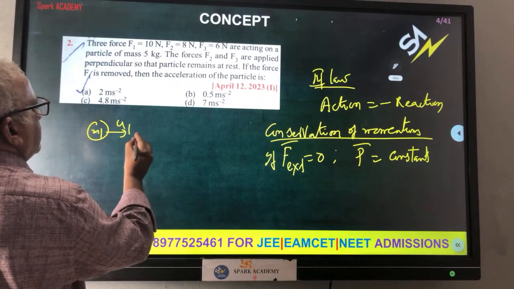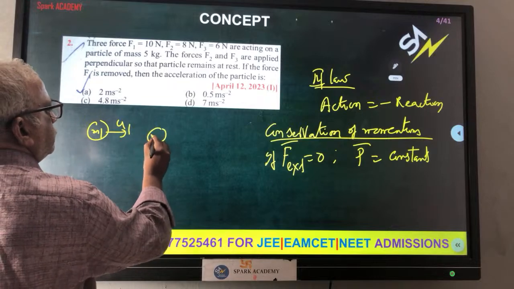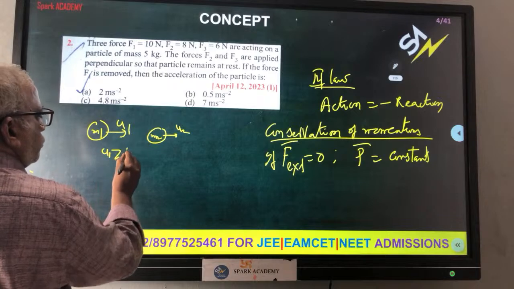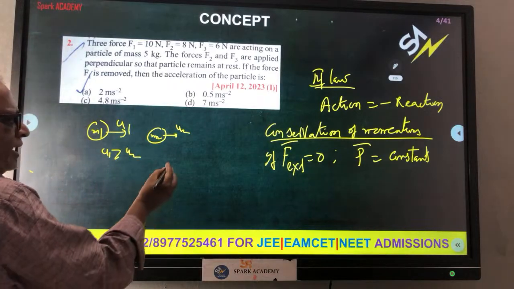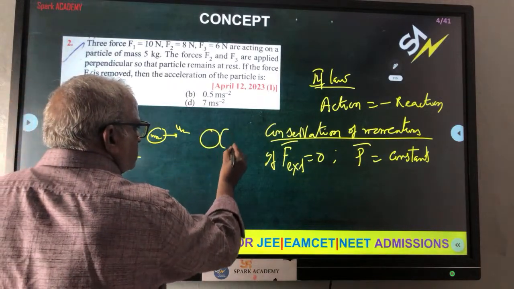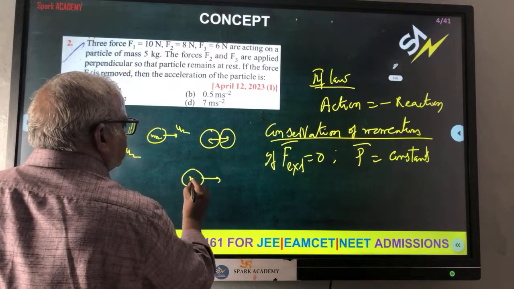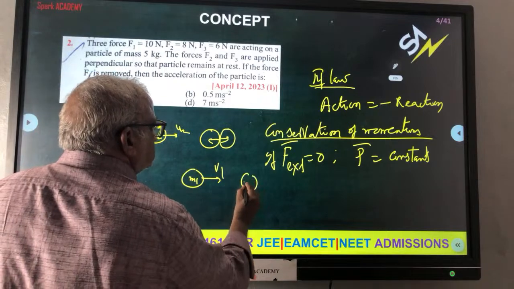But I am telling you, there is a body M1 with velocity U1, and another body M2. This is colliding with this one. U1 is greater than U2, so they collide, exerting force on each other. They are moving with velocities v1 and v2 after the collision.